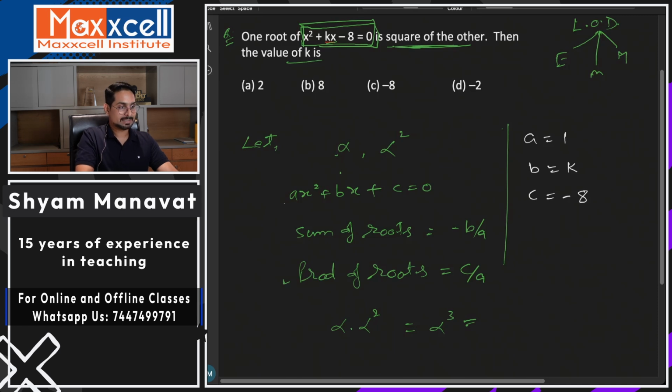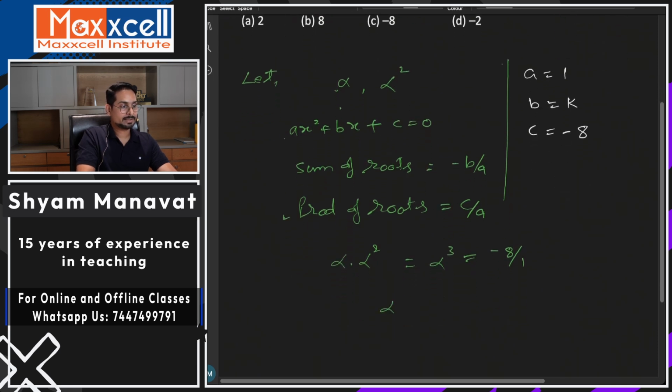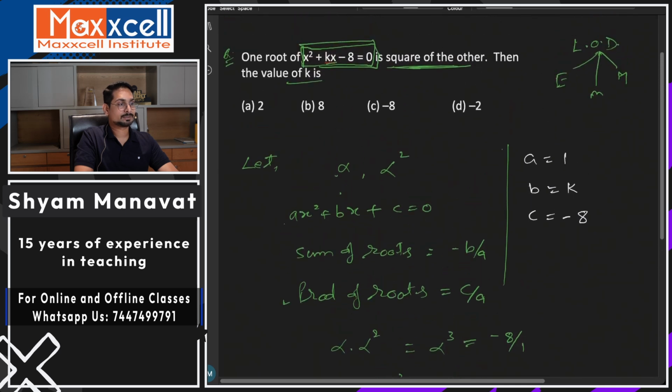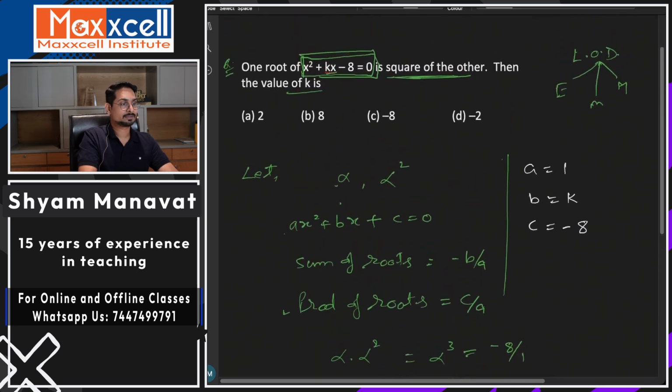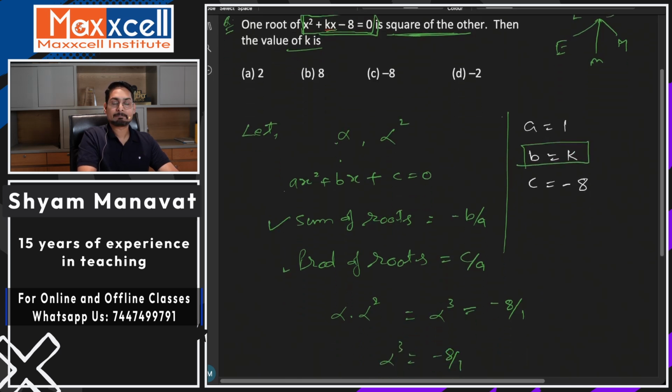So if I say that is c upon a, that means it is what? Minus 8 upon 1. So if alpha cube equal to minus 8 upon 1, tell me what is the value of alpha? Cube root of minus 8, that's minus 2, right? If alpha equal to minus 2, then we need to find out the value of k. K is what? Value of b, which will come from sum of roots.